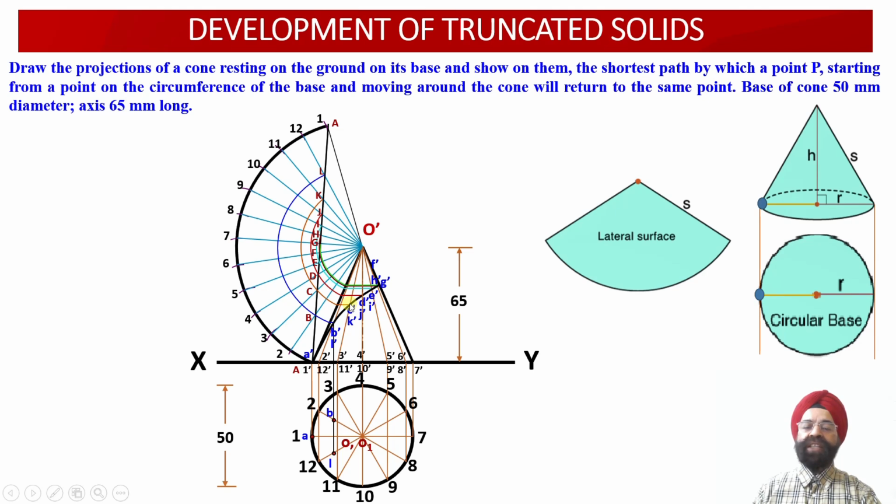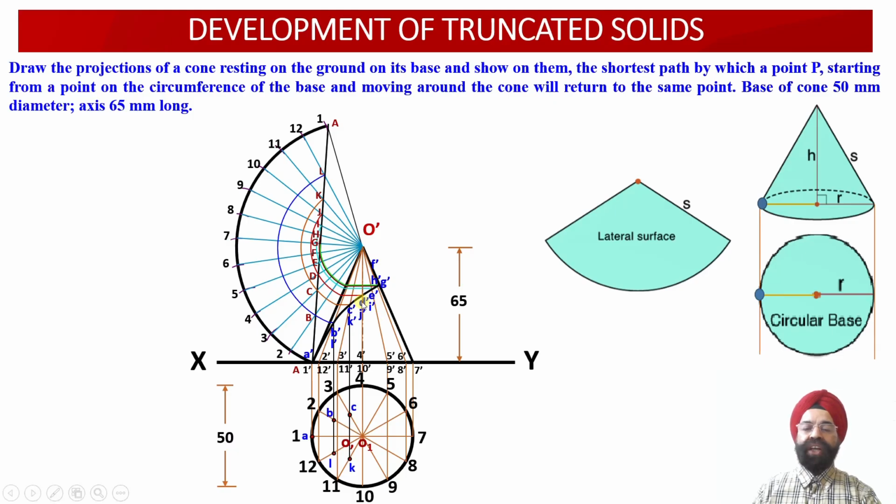Next two points which are available with us are C dash and K dash, obtained on O dash 3 dash and O dash 11 dash over here. So once again, if we draw a vertical projector through C dash and K dash into the top view projections, the intersection of this vertical projector with O3 will provide us with the location of the point C. The intersection of this vertical projector with O11 in the top view will provide us with the location of the point K into the top view projections over here.